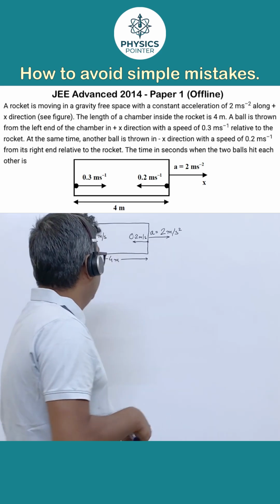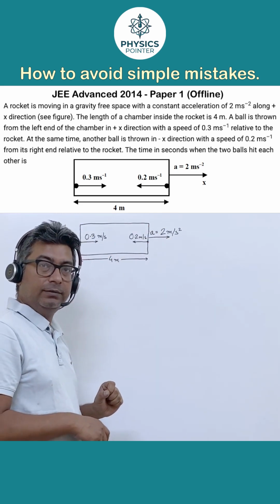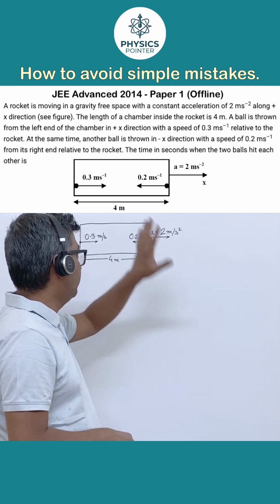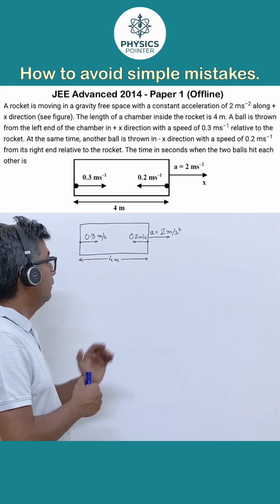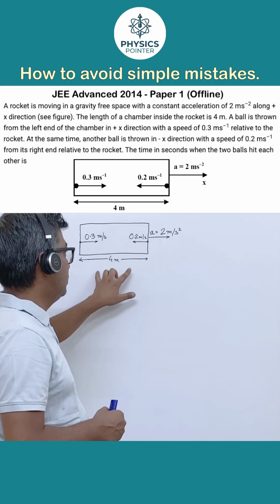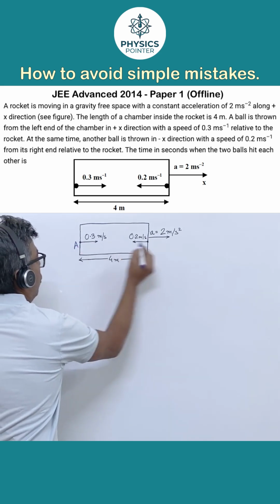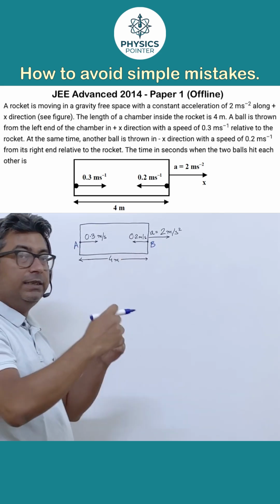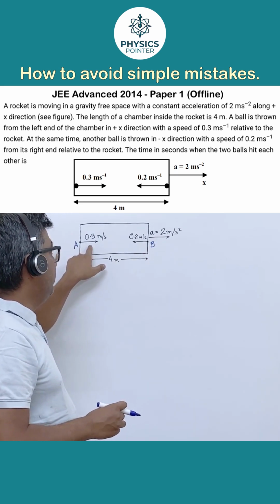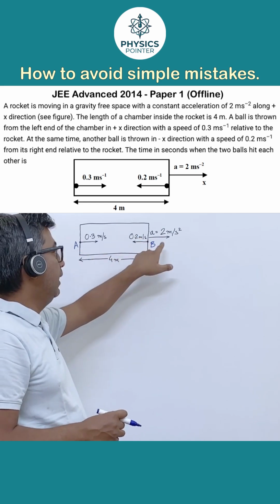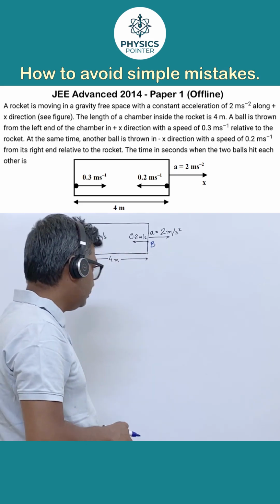Okay, great. It's given that a rocket is moving with an acceleration of 2 meter per second squared in gravity-free space. That means there is nothing related to gravity here. It's only one acceleration in a particular direction, the x-axis. There is a chamber inside it of length 4 meter. Two balls, A and B, are launched towards each other from the two ends of the chamber. A is launched at 0.3 meter per second towards the x-axis, and B is launched at 0.2 meter per second towards the minus x-axis.